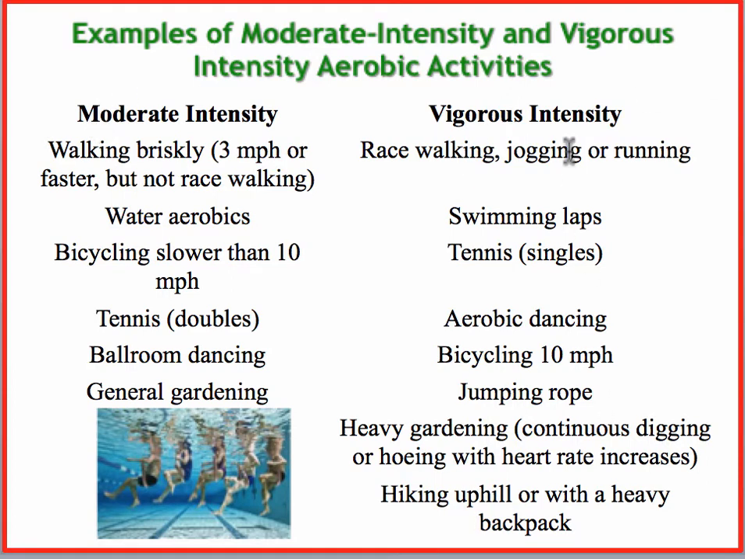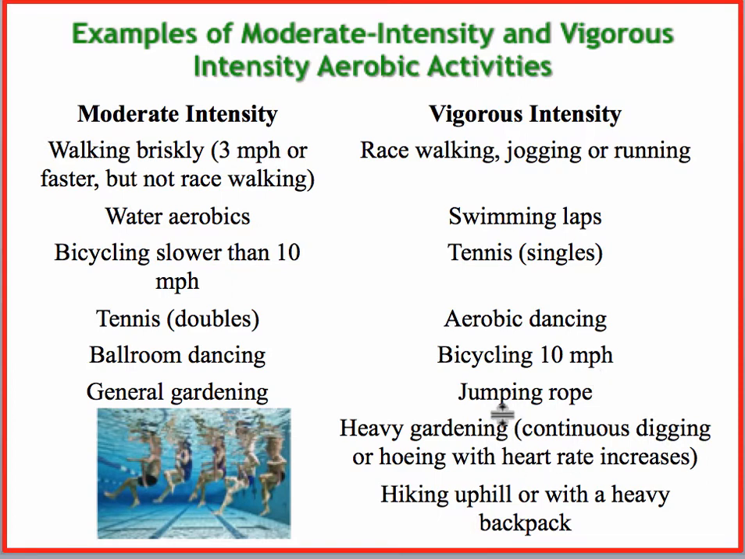Vigorous intensity activity is race walking, jogging, or running. Swimming laps, so this is actively swimming. This isn't just splashing around in the pool, it's swimming laps. Tennis singles, aerobic dancing, so vigorous aerobic dancing, quick bicycling greater than 10 miles per hour. Jumping rope is vigorous activity. Heavy gardening, where you're digging, you're hoeing, and your heart rate increases. You're pulling weeds or something.